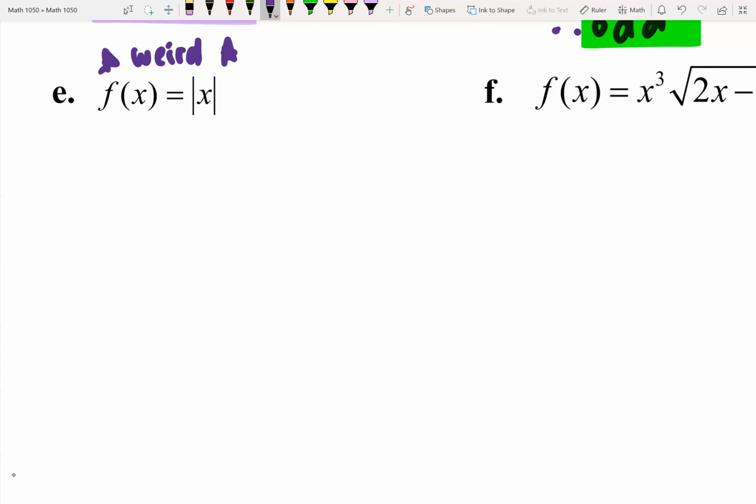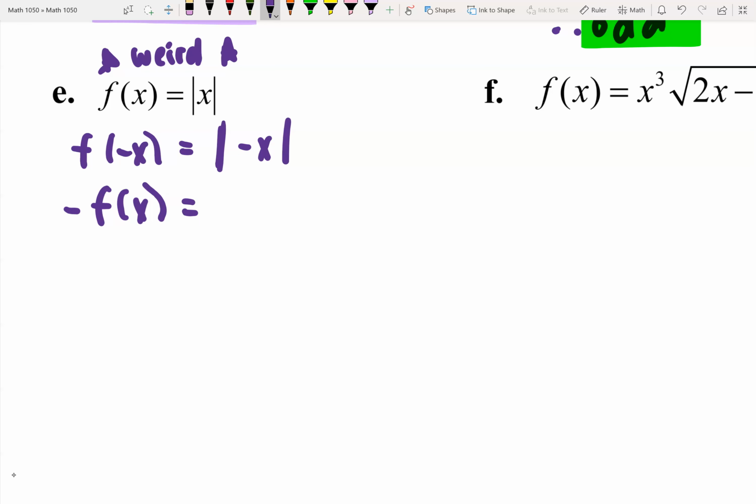And I'll show you why it's weird in just a second. Okay, let's do f of negative x. In that absolute value, wherever you see an x, put in negative x. You could put it in parentheses. That doesn't do us any good, and it makes it look worse, so I'm not going to. And then I'm going to find negative f of x. So that means take a negative and then write down my f of x.